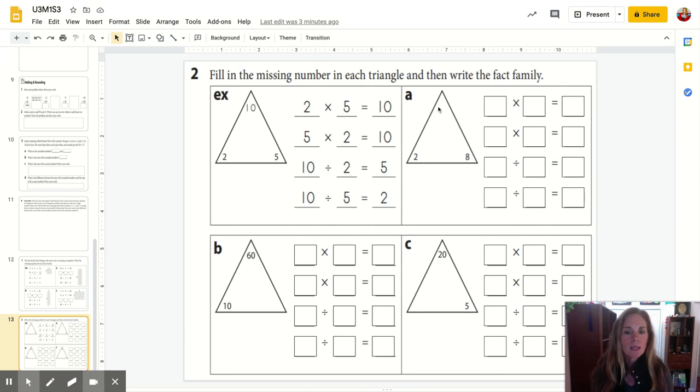The number at the top of the triangle is always going to be the product of the numbers at the bottom. So 2 times 8 equals this number. And in this case, you have the product. So you need to know what 10 times something equals 60. And here, what times 5 equals 20. Once you figure out the blank spot on the fact family, you'll be able to fill in all of the equations.